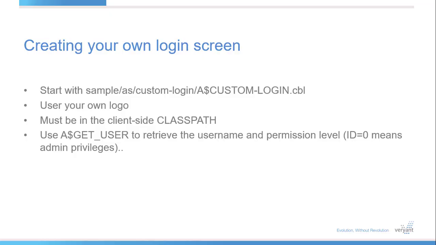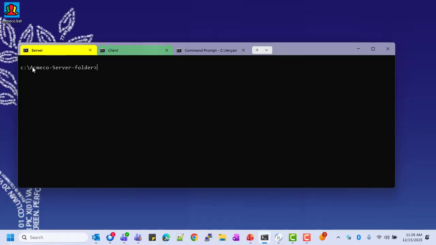Another feature that this video is going to talk about is creating your own login screen. By calling your login screen program $Custom Login and putting its location in the client-side class path, you'll add a quick and easy login to your application. In your $Custom Login program, you can check the username and the level of permissions with $GetUser. Here's how to do that.